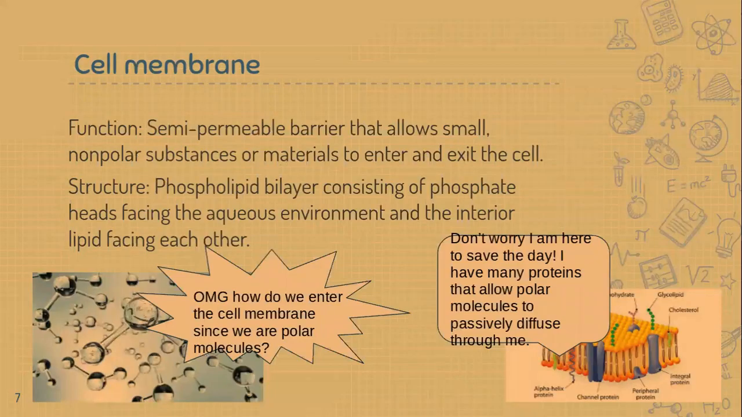The cell membrane. The function of the cell membrane is that it's a semi-permeable barrier that only allows certain molecules, such as small nonpolar substances or materials, to enter and exit the cell. The structure of the cell membrane is a phospholipid bilayer, which means it consists of phosphate heads facing the aqueous or water environment and the interior lipids facing each other. So if water molecules, as they're polar, can't enter the cell membrane, there are many proteins embedded in or on the top of the cell membrane, which allow the water molecules or other polar molecules to enter into the cell. This is what makes it a fluid mosaic model.